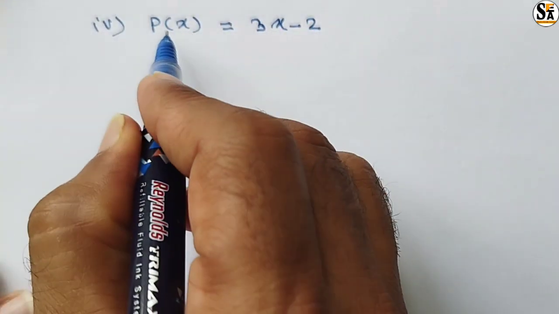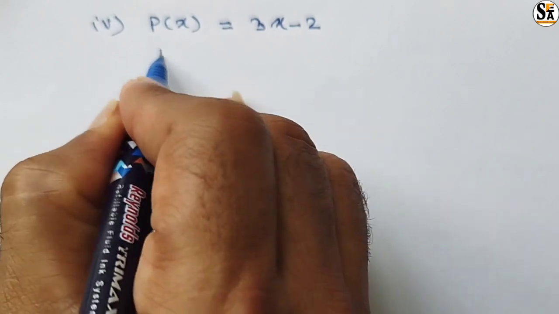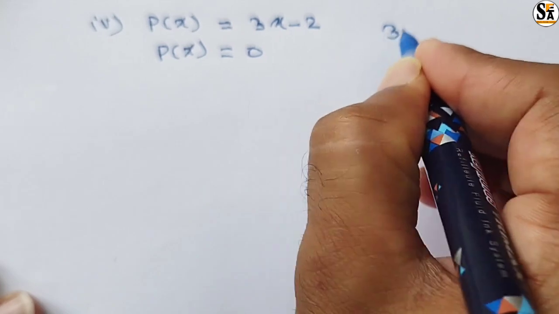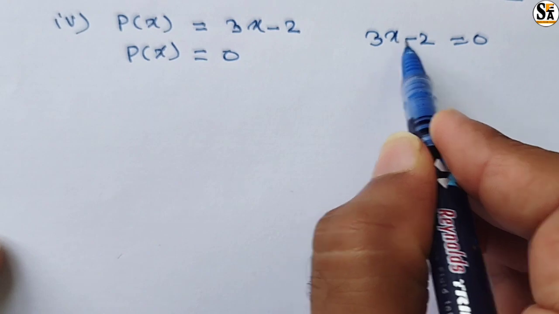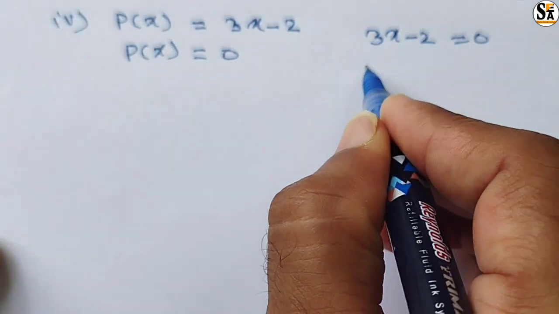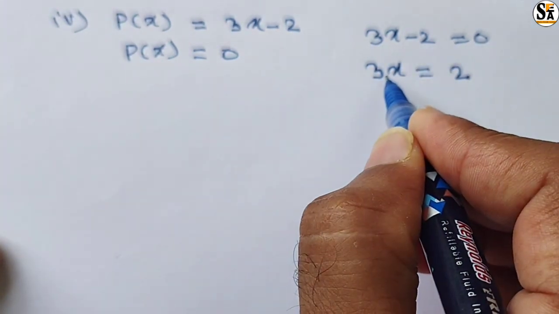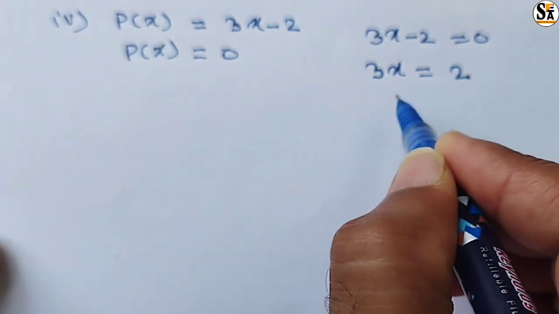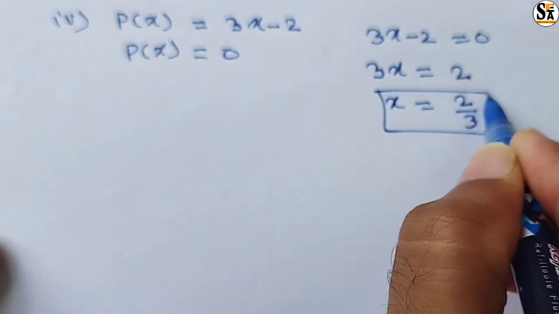See the fourth one, p of x equal to 3x minus 2. To find the 0 of this polynomial, we must get p of x equal to 0. Means 3x minus 2 is equal to 0. Solve this equation. So transfer this minus 2 to the right side, we will change its sign. So 3x equal to plus 2. And transfer this coefficient to the right side. Now it is in multiplication, it will be in division if we change the side. So x equal to 2 upon 3. So 2 upon 3 is the 0 of this polynomial.